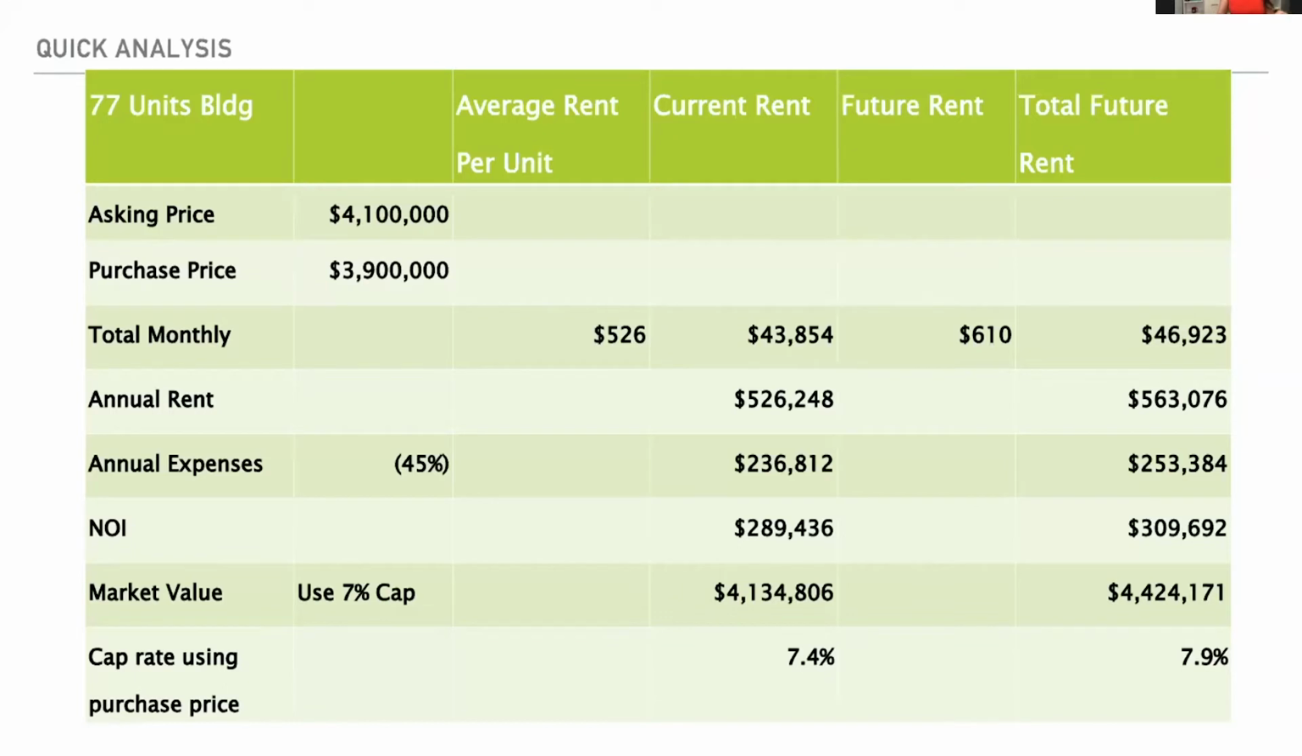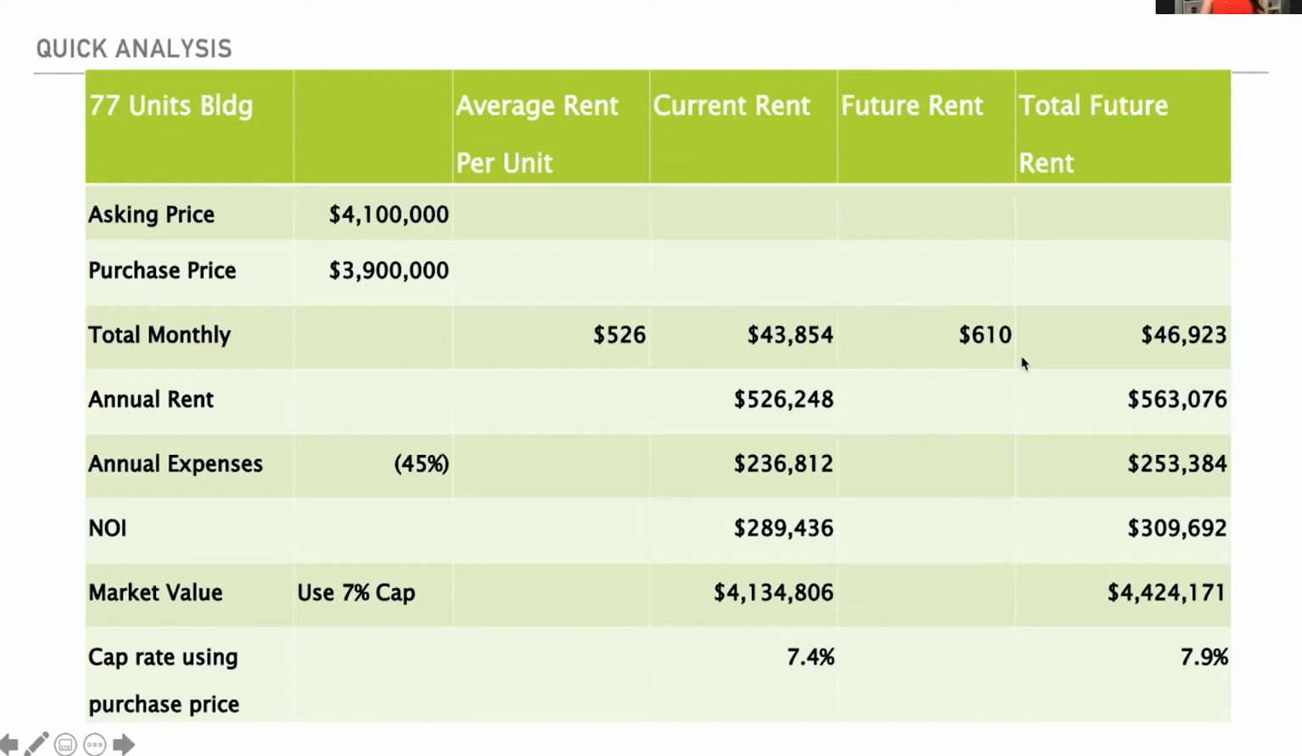We call it napkin analysis. So I know that they're asking 4.1, but I'm targeting a $3.9 million purchase price. I know the average rent by looking at the rent roll is about $526 per unit. So the current monthly rent is $43,854. But I also know that the pro forma rent is around $610, so the future rent is about $46,923.